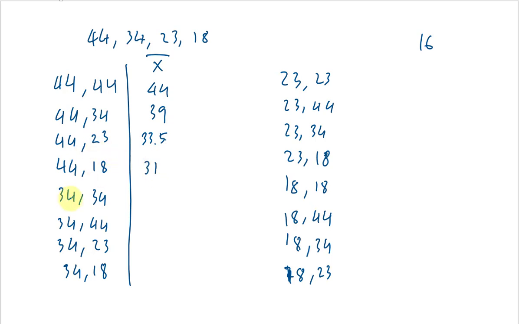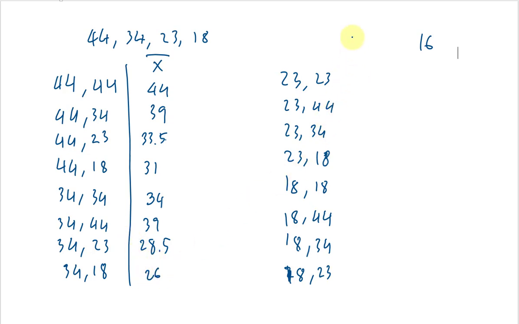And then 34 add 34, divide by 2 gives me 34. 34 add 44 divide by 2 gives me 39. And 34 add 23 and then divide by 2 gives me 28.5. And then 34 add 18 divide by 2, because we are looking for the mean, right? The sample mean. So 34 add 18 divide by 2 gives me 26.